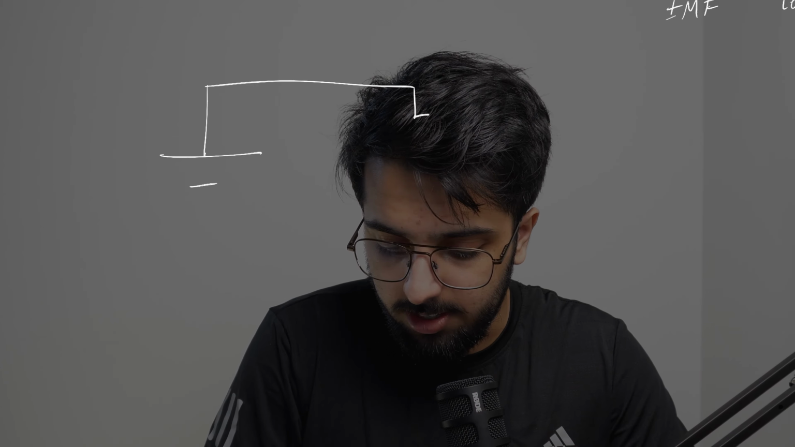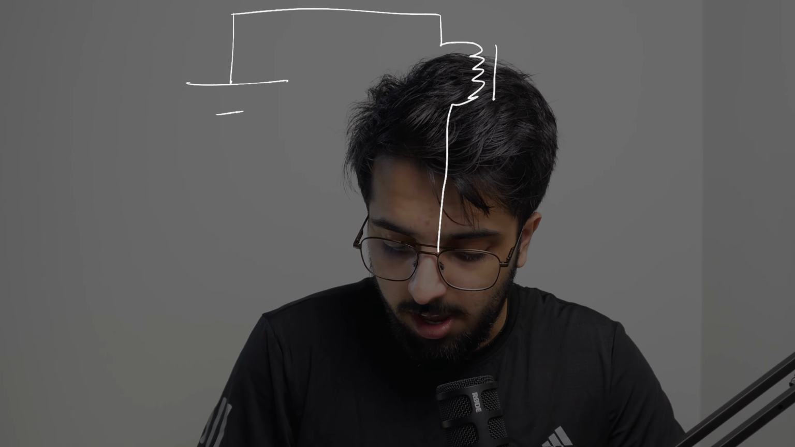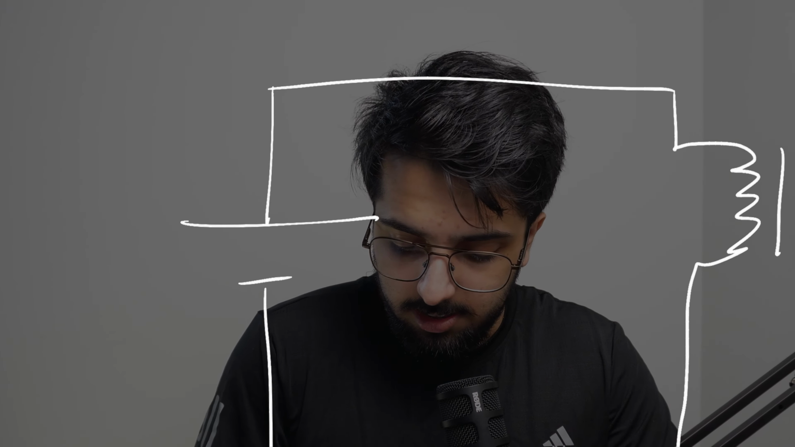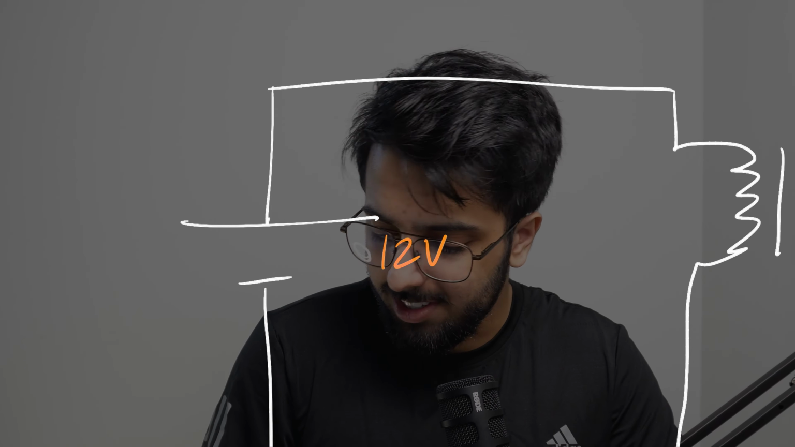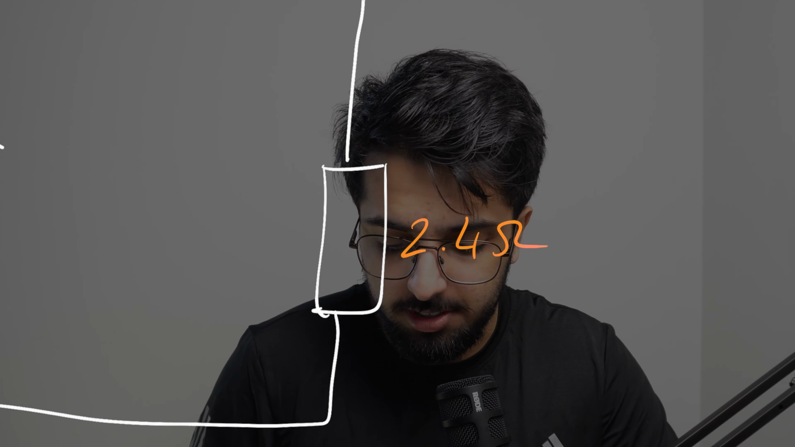So we can see how this applies to a circuit. Let's say we have our circuit right here, and we have an inductor over here, and then we can have an iron core if we want. We have a resistor, and we will have a switch like so. We can say that this is a 12-volt battery, that the inductor has an inductance of 0.6 henries, and that this resistor has 2.4 ohms of resistance.